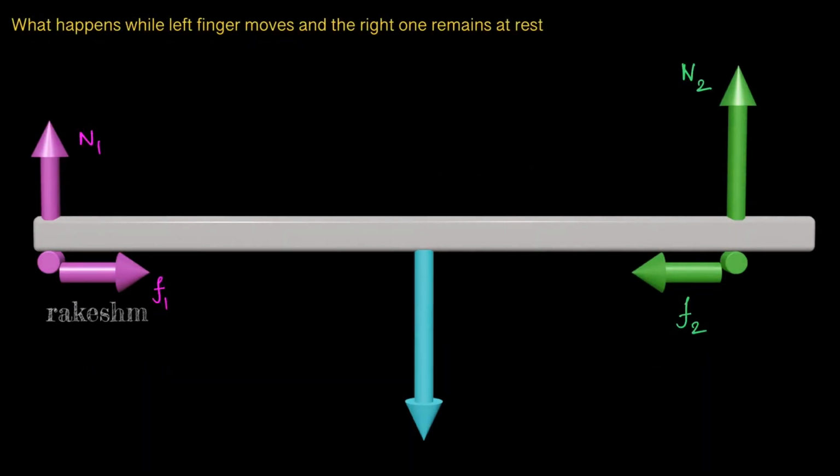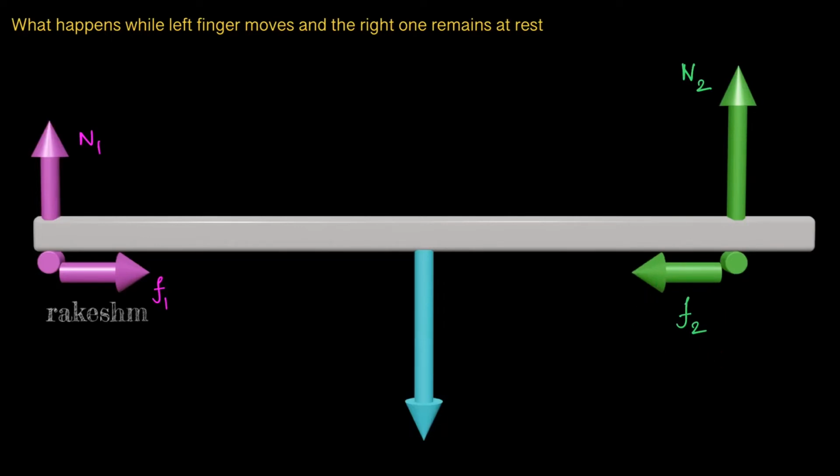So in the last part we have seen that the left finger starts moving and the right one is at rest. Now let us analyze what happens while this left finger moves and the right one remains at rest. As this left finger is moving in this direction, how are these forces changing? How N1 is changing, how F1 is changing, how N2 is changing and how F2 is changing, we will see.